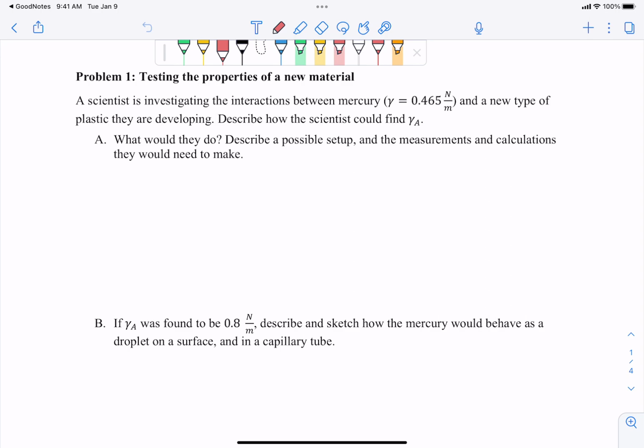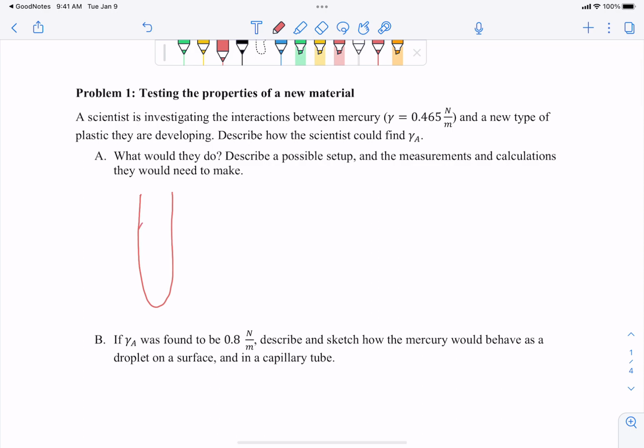So for example, if I just had a plastic tube filled up with mercury, and actually, let me draw this. If it's convex or concave, whether it looks like this or like that, it'll tell us if the cohesive or adhesive forces are stronger. And then the mercury, we know, will form a contact angle with the plastic.